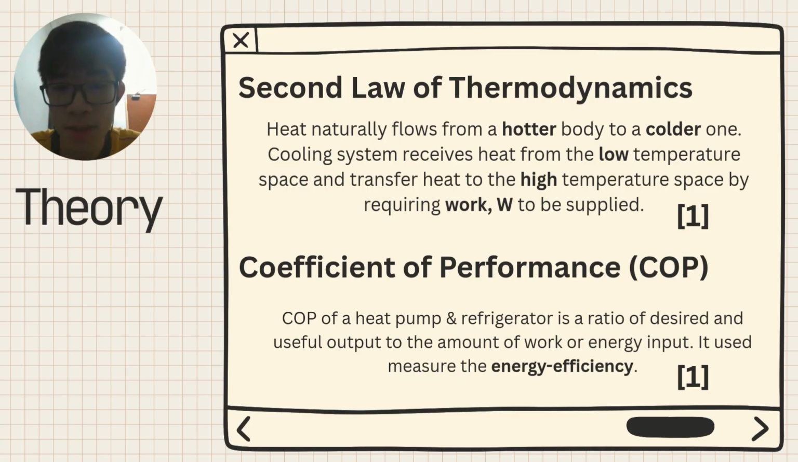So next is the theory part. In this experiment, we are focusing on the second law of thermodynamics and the coefficient of performance, which is COP. First, the second law of thermodynamics says that heat will naturally flow from a hotter body to a colder one. However, in this experiment, the refrigerator and the heat pump reverse this process by using work to transfer the heat from a cold to a warm space.